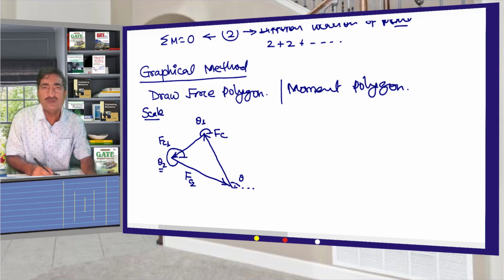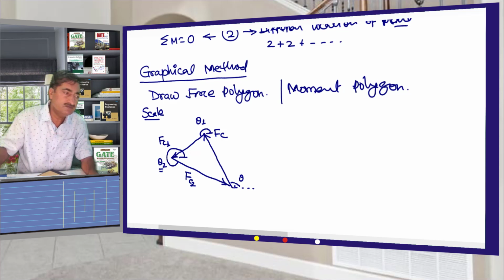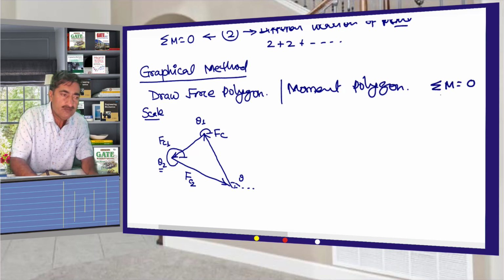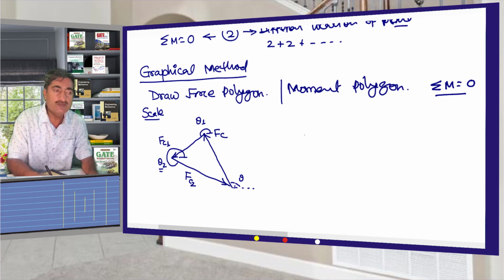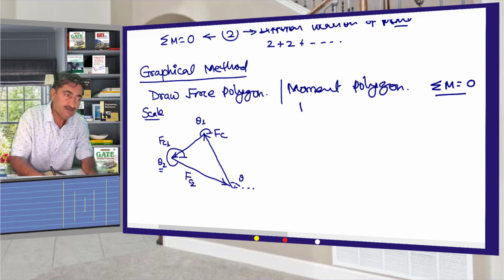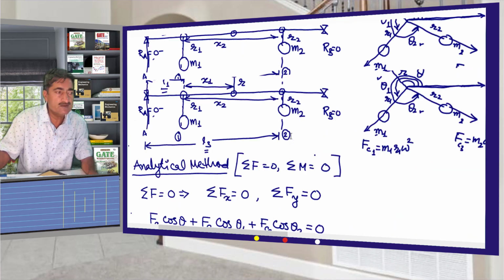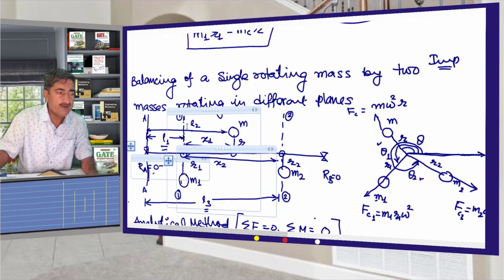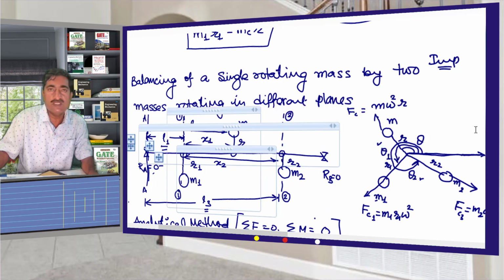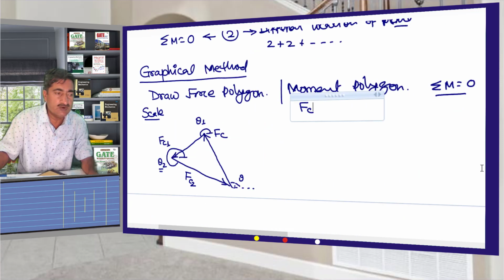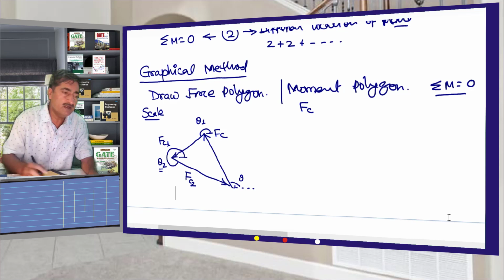This is the force polygon, and moment polygon means M. The moment of the force means Fc into moment about any plane, Fc into distance, Fc1 into distance, Fc2 into distance, and then draw the force polygon.